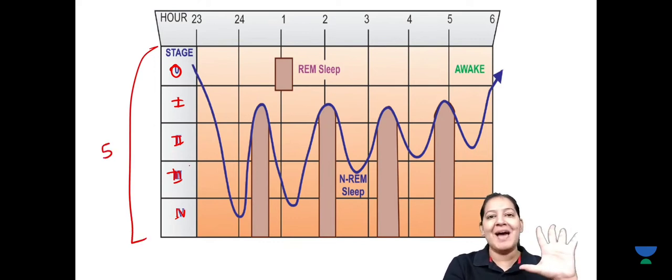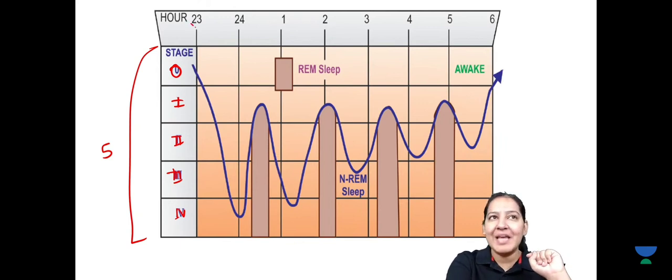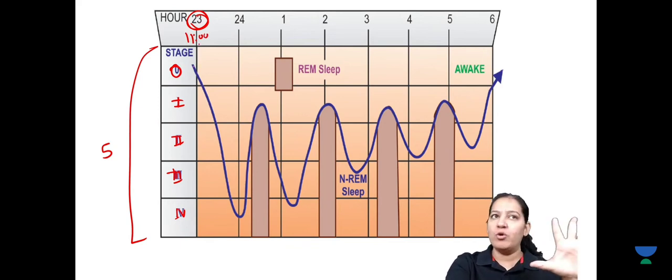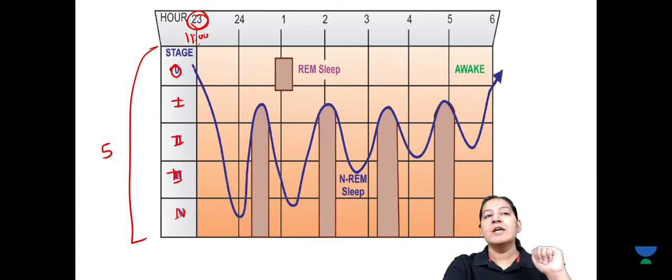I'm not talking about you people. I'm talking about usual people who sleep at 11 o'clock in the night. 11 o'clock means 23, right? 23 hours. That is 11 o'clock in the night. We should go to sleep. So whenever we sleep, first, our mind gradually goes in stage 0. For half an hour, we are in stage 0, right?